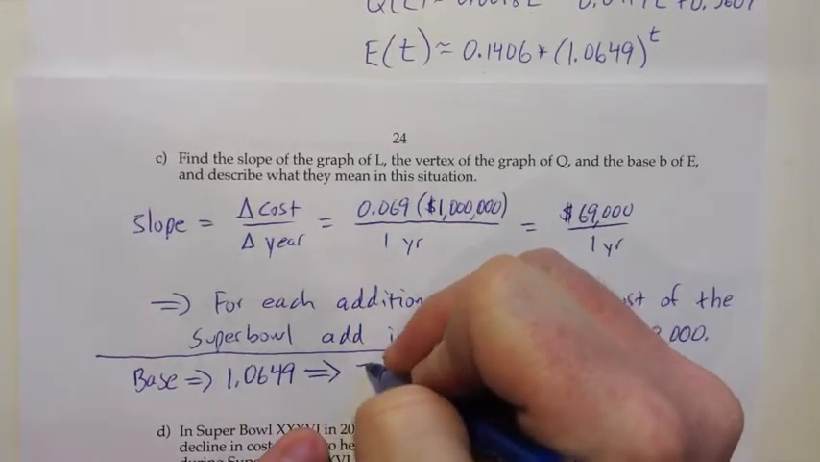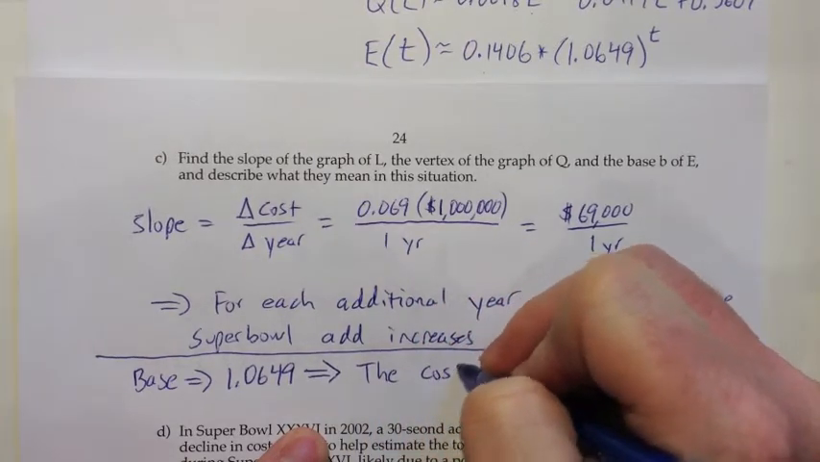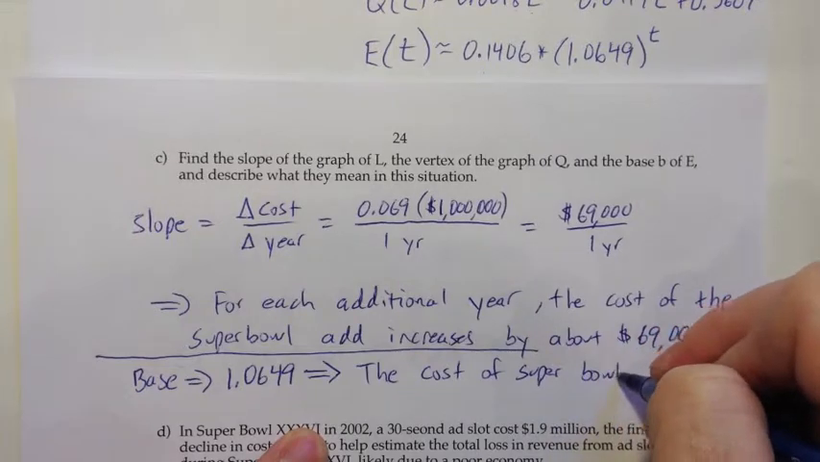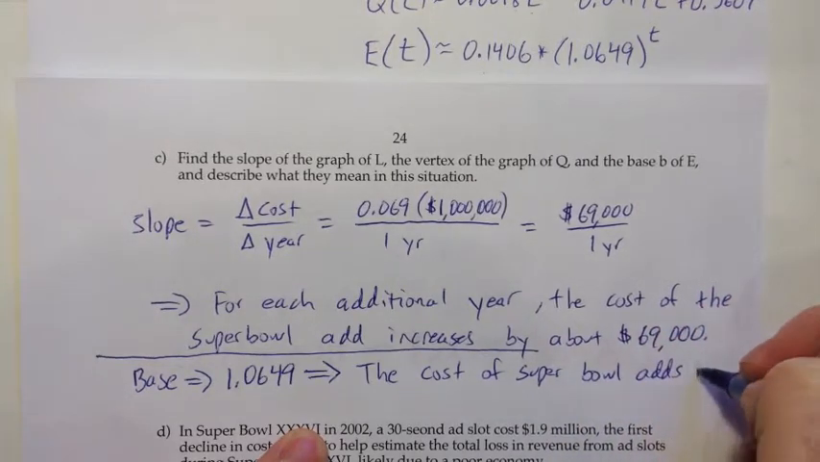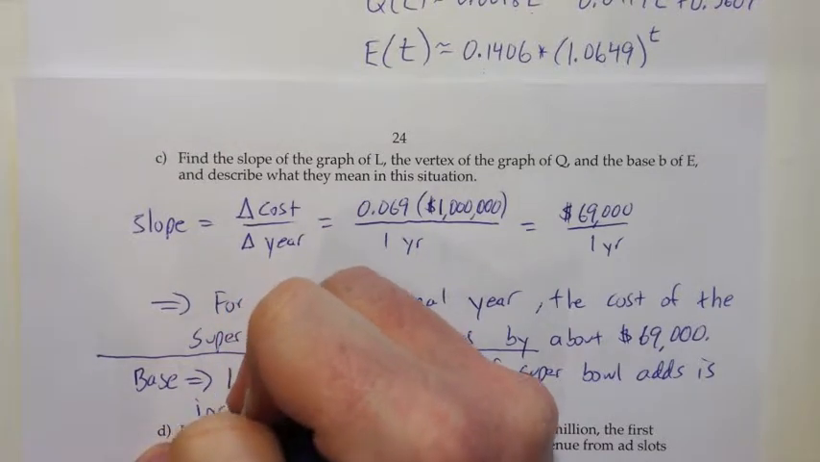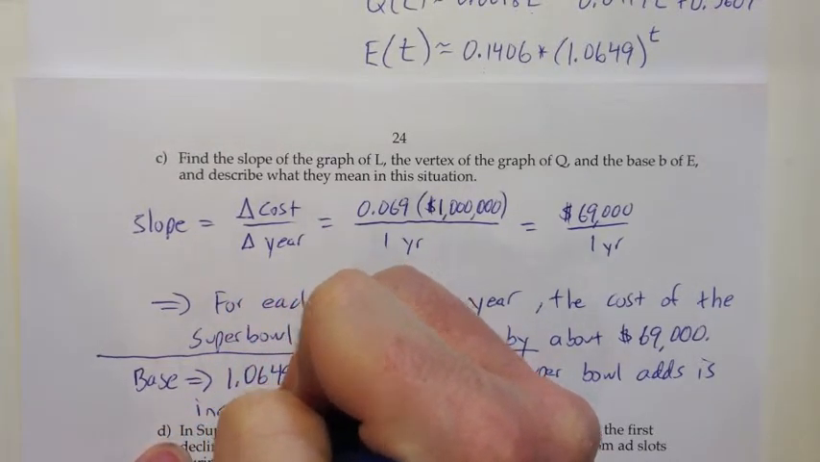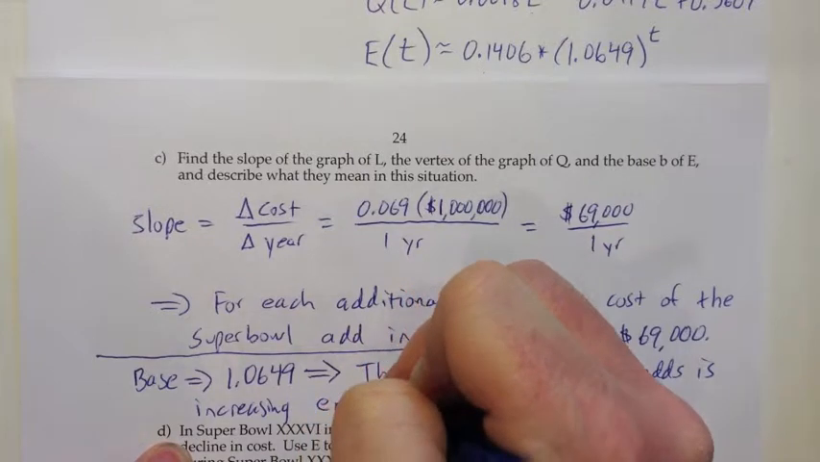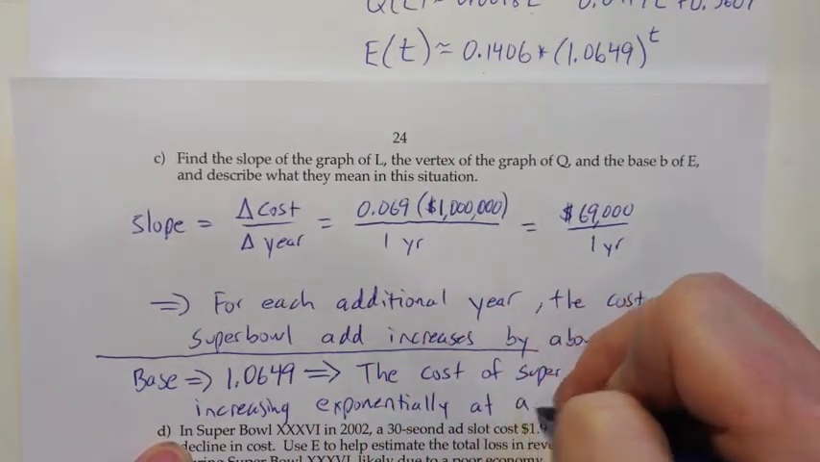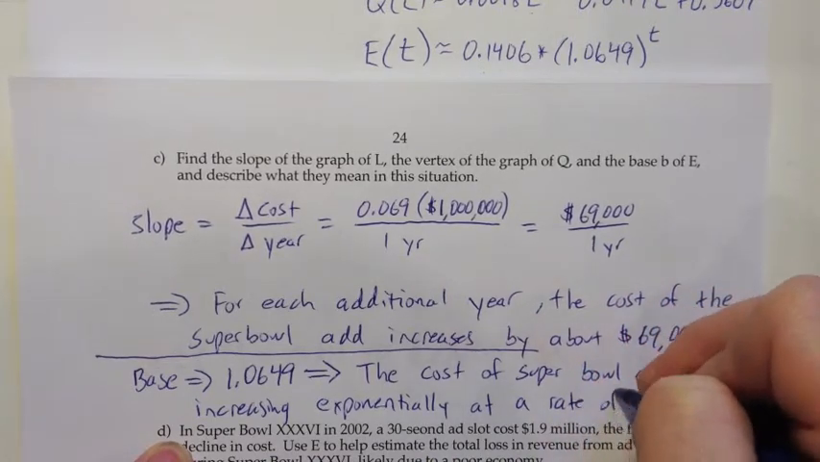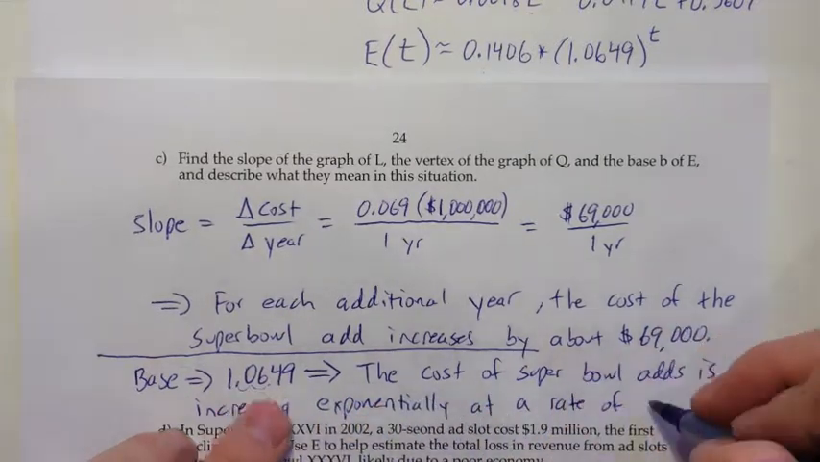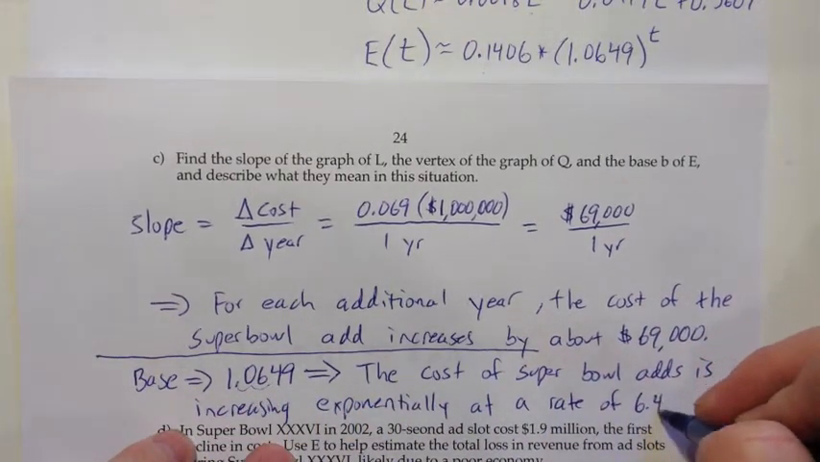I would say the cost of Super Bowl ads is increasing exponentially at a rate of, now I'm going to again move this decimal over to think of it as a percent, so 6.49% per year.